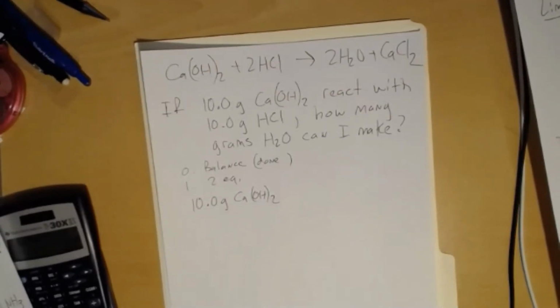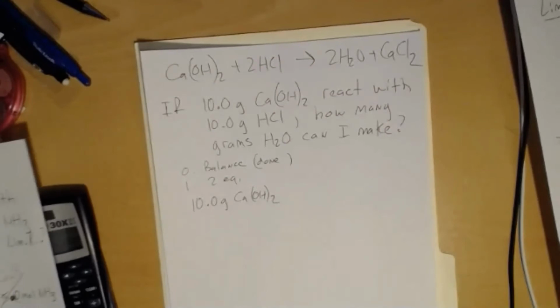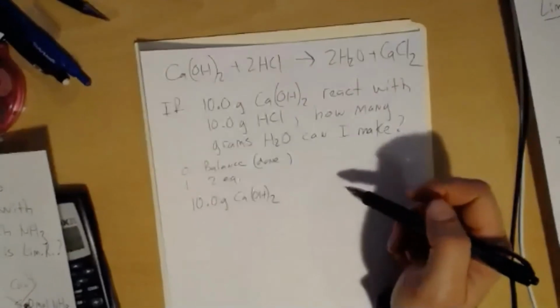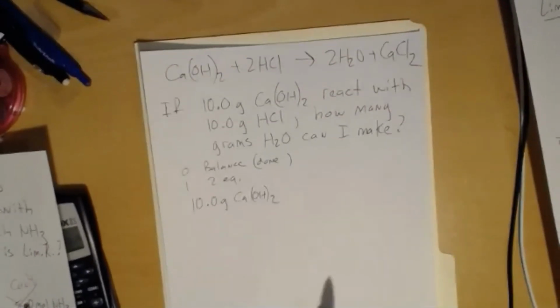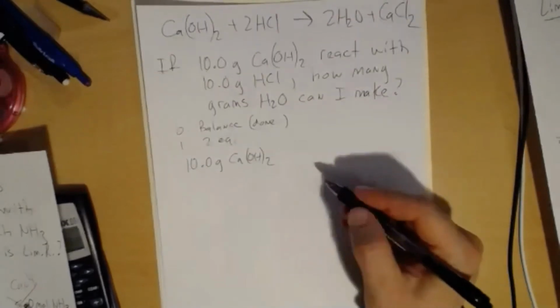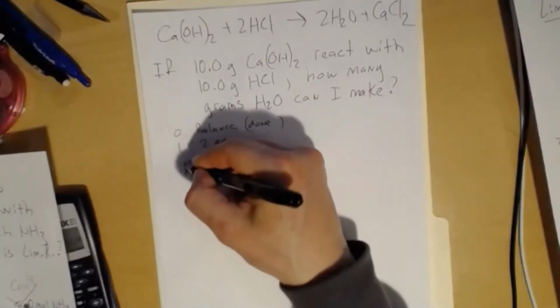What's the molar mass of calcium hydroxide? 40.1. 40.1 is just the mass of calcium. You guys want to see all the work for calculating the molar mass of that? Okay, fine. Let's do that. Let's find calcium hydroxide.